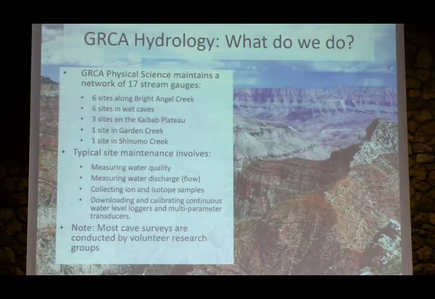We have 17 stream gauge sites in the canyon where we have transducers measuring temperature and water pressure. Six of these are within wet caves, and the rest are all in creeks throughout Grand Canyon. Our typical site maintenance involves measuring water quality, taking samples of the water, measuring water discharge, so how much water is coming out of the creek, and downloading all of our data from those data loggers.